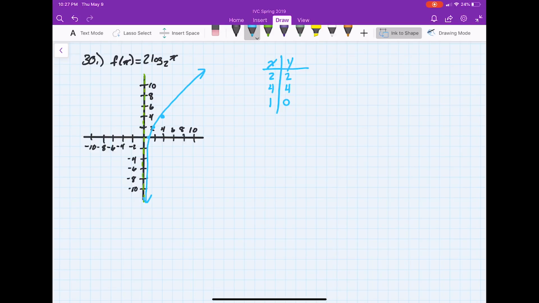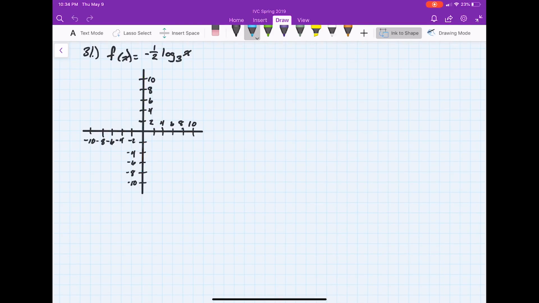Moving on. Number 31. I'm going to do exactly the same thing I did before, but I'm going to choose some strange numbers here based on the log 3. I'm just going to do things that are kind of multiples of 3 and see what happens. I'm going to start with 1/9 because I know it's a -1/2, so it's going to flip the thing and it's going to be a very steep angle. So we'll try 1/9, 1, 3, and 9.